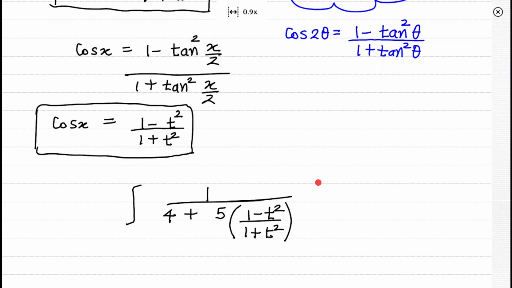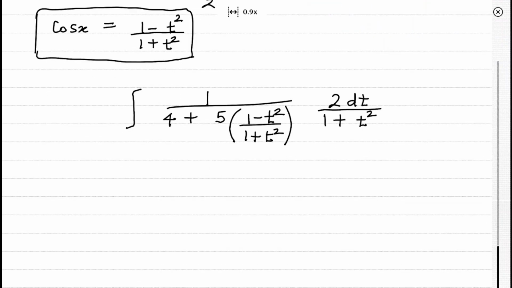Okay, and instead of that dx, we can write 2 dt divided by 1 plus t square. So we were able to convert that entire integral from the x world to the t world. Now we have to simplify this and see what we get.